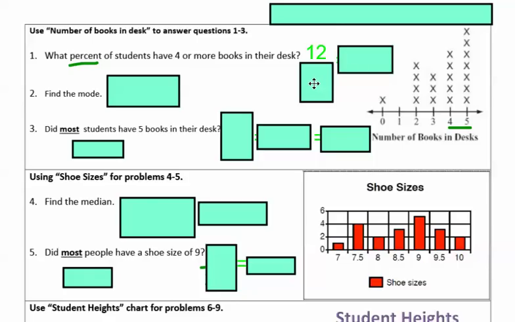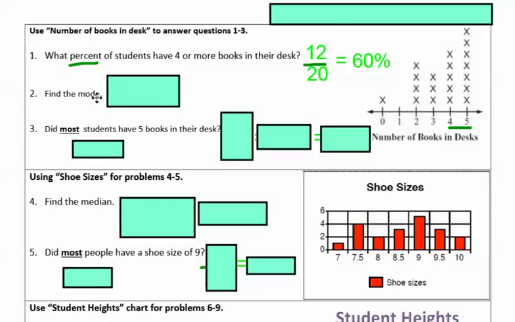So to turn it into a percent, there are 12 that have 4 or more books. 12 out of what's our total? Our total is 20. So we do 12 over 20. We divide. We're going to get 0.6, which will be 60%. Okay, so again, you need to look and see if they're asking how many, or if it's the percent and they want you to turn it into a percent.